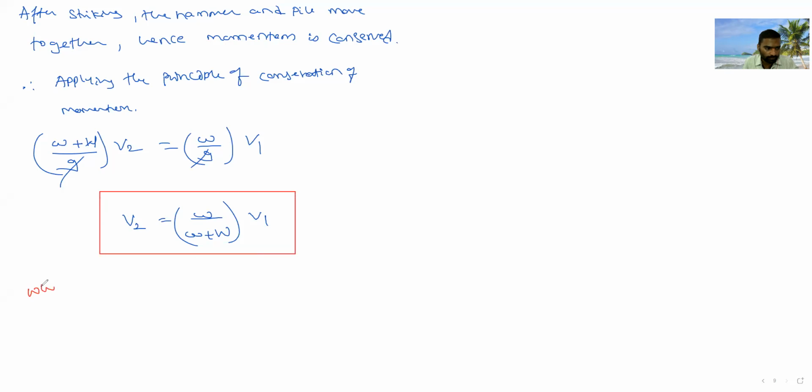Where V2 is the velocity of hammer and pile immediately after the strike.